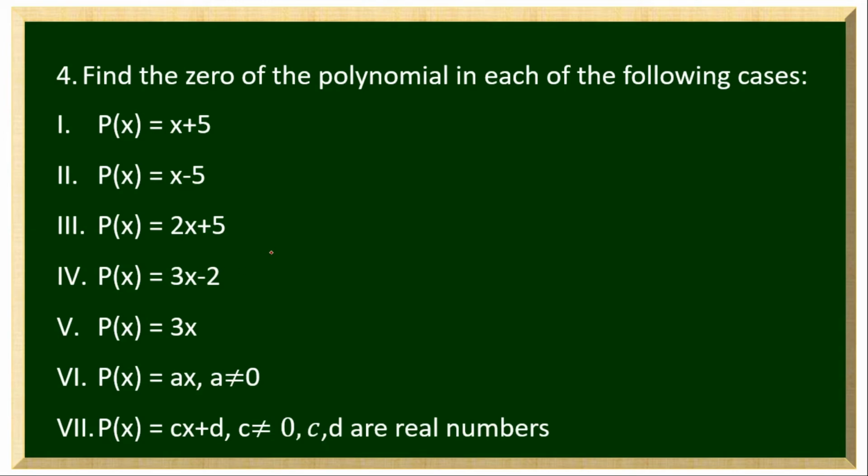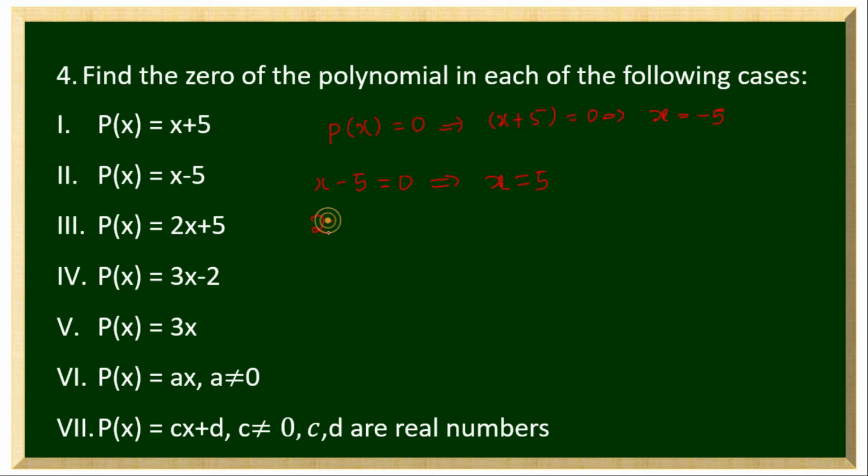Find the zero of the polynomial in each of the following cases. So, to find the zero of any polynomial, first we have to equate the polynomial to 0. That means x plus 5 equal to 0. Here x equal to -5 is the zero of the polynomial. In the same way, x minus 5 equal to 0. We have to equate the polynomial to 0 to get the zero of the polynomial. x equal to 5, since if I take -5 to the other side, it will become plus 5. So, 5 is the zero of the second polynomial.